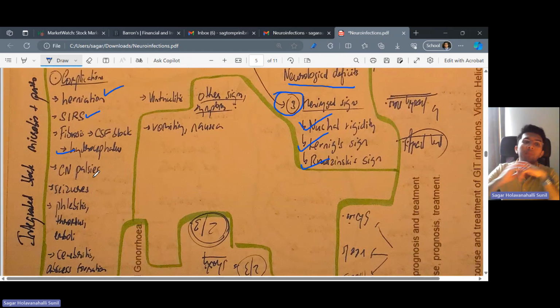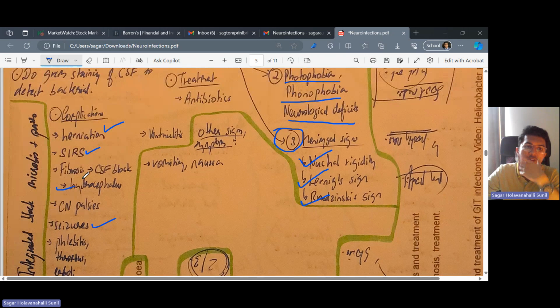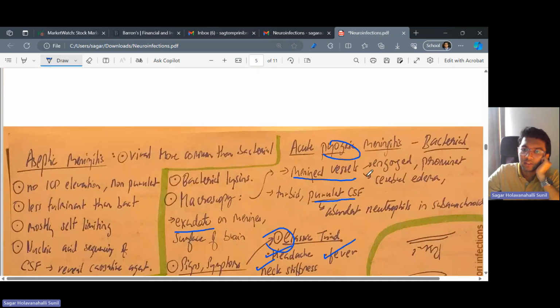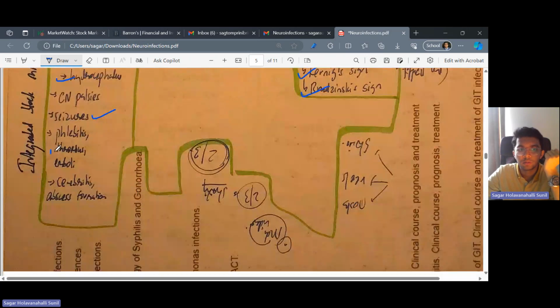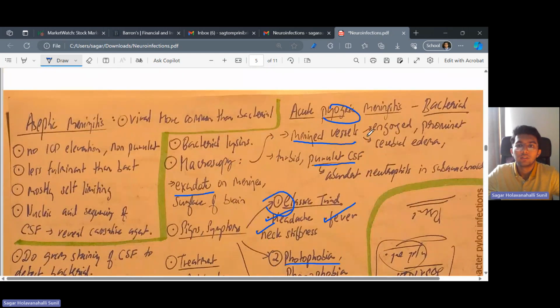Then cranial nerve palsies because of increased ICP. Seizures, again due to increased ICP, which will compress the cerebrum. It can also be that there is an infection of the cerebrum, and that can cause seizures. Phlebitis, inflammation of the vasculature, especially the veins. Again, meningeal vessels engorged, prominent, cerebral edema, stasis of blood can lead to thrombus formation and inflammation of the vessels, and this thrombus can break and cause emboli formation. Then cerebritis, which is just inflammation of the cerebrum. Inflammation of the cerebrum causes abscess formation. This part I'll explain in encephalitis. So that's basically acute pyogenic meningitis.